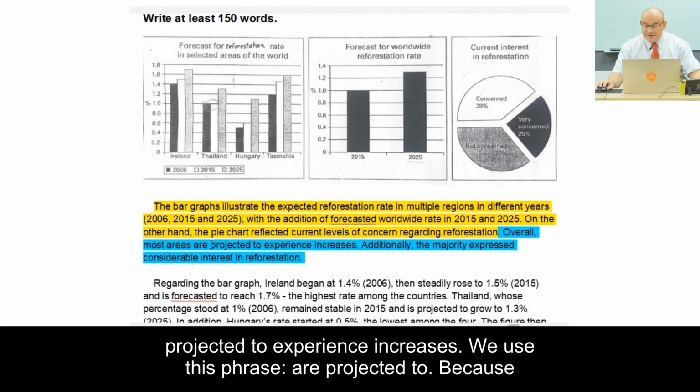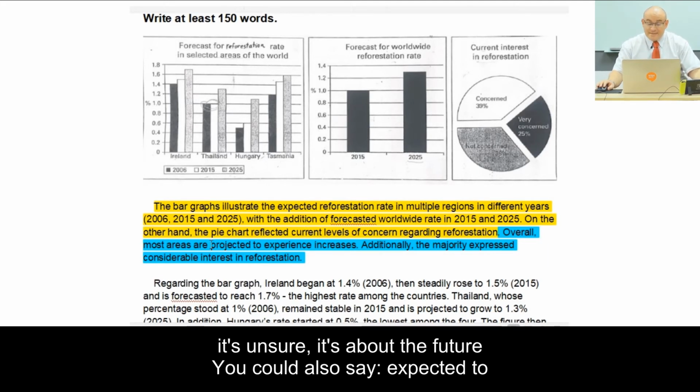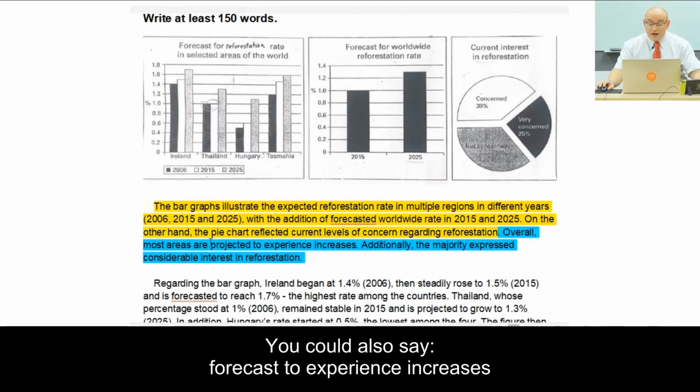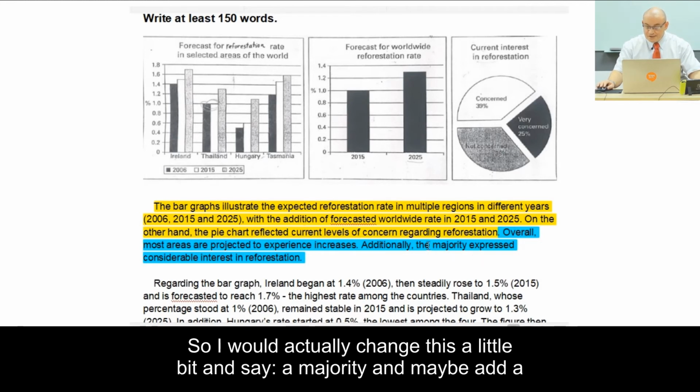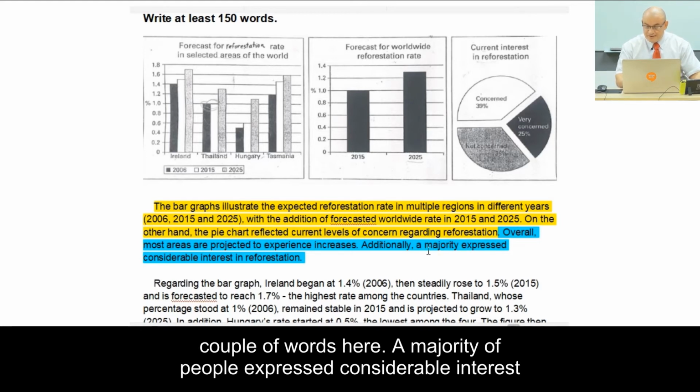We use this phrase, are projected to, because it's unsure. It's about the future. You could also say expected to. You could also say forecast to experience increases. Additionally, the majority expressed considerable interest in reforestation. So I would actually change this a little bit and say a majority, and maybe add a couple of words here.